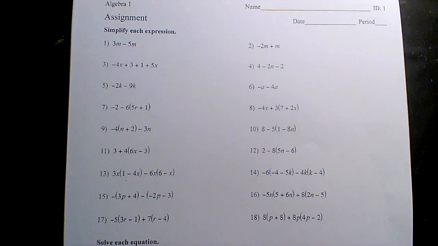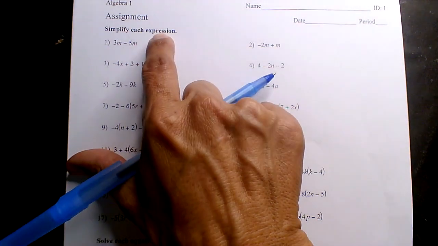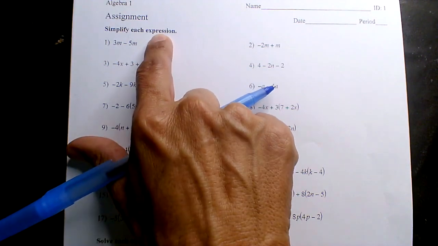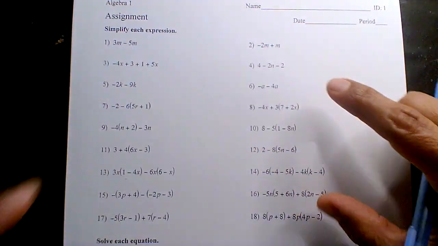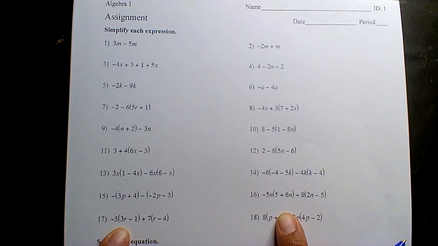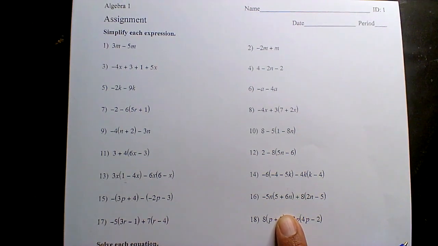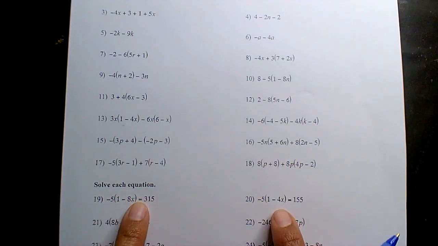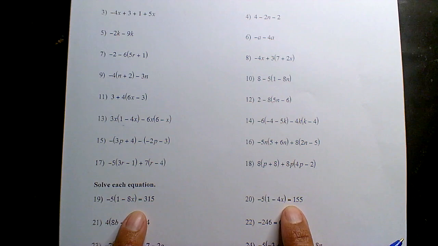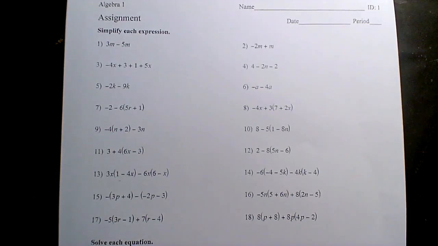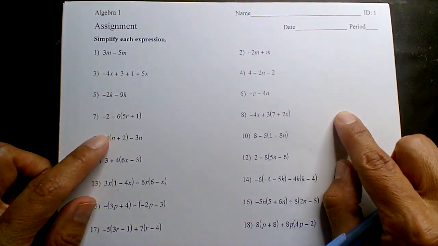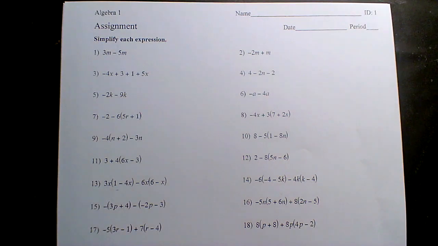Okay, so when it says to simplify each expression, an expression means there's no equal sign. That's why all through here, see how there's no equal sign, right? An equation, like it says here, has an equal sign. It's two expressions set equal to each other, okay? So here, you're just going to go through and clean them up as best as you can.